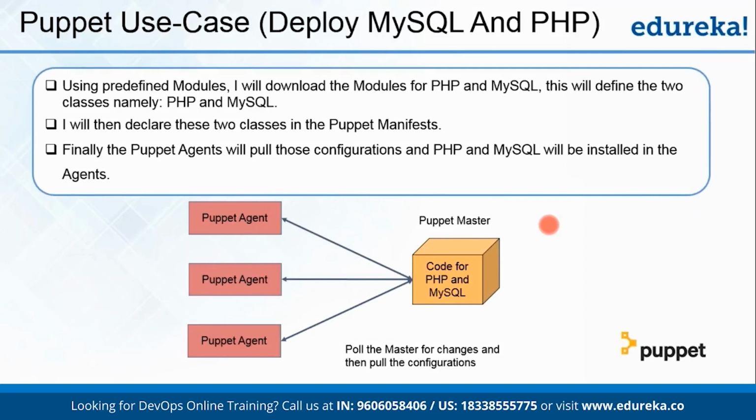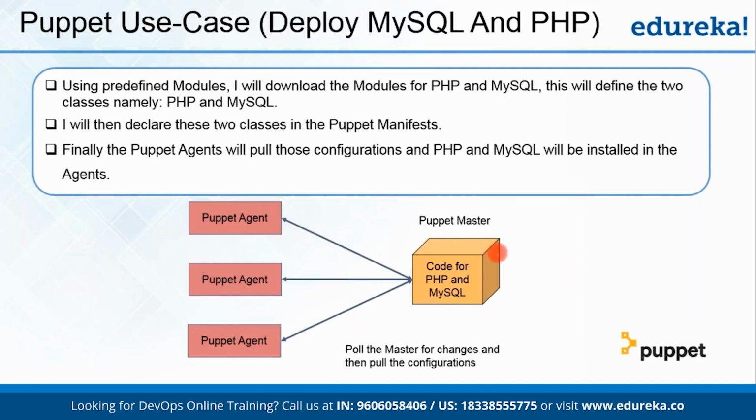Now you cannot deploy the class directly onto the nodes. So what you need to do is, in a Puppet manifest, declare those classes. Whatever class you have defined, you need to declare. I'll tell you what manifests and modules are, so you don't need to worry about that. I'm just giving you a general overview of what we are going to do in today's session. You just need to declare those two classes, that is PHP and MySQL, and finally deploy that onto the nodes. It is that simple, guys.